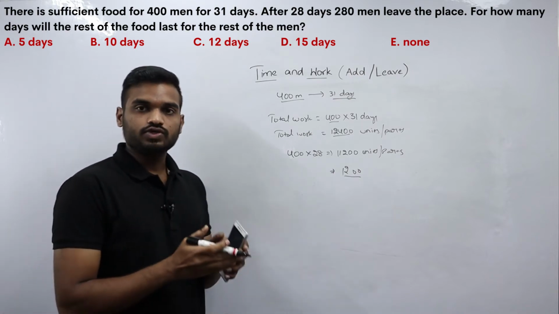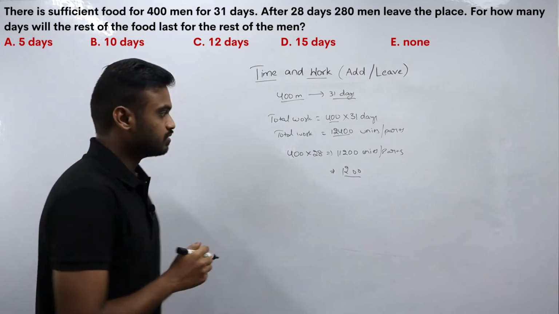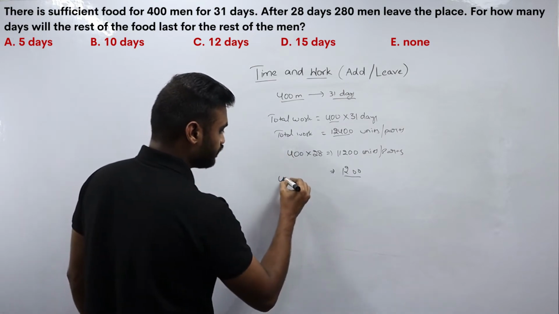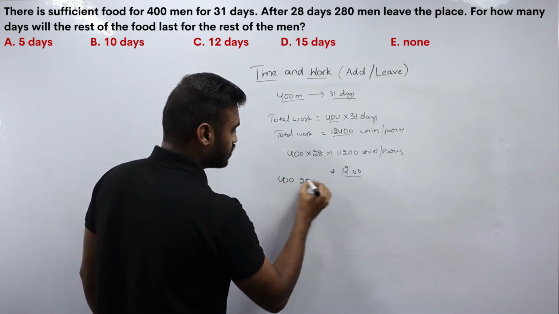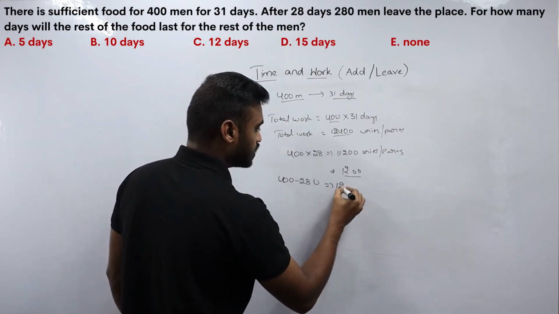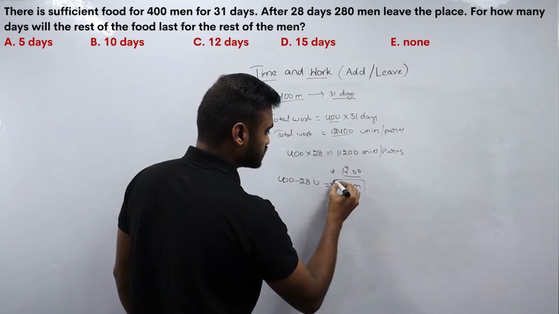Now they are saying after 28 days, 280 men left the place. So out of 400, 280 men left the place. So what is the number of men left over? That is 120 men left over in the place.